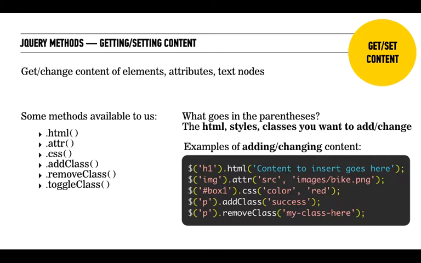I can actively change my source of an image. Say I have an image carousel that I want to change the picture of every time the user clicks next or whatever. Then I can use this method to change the image source actively to whatever I want. There's also a method for CSS, so you can add class, remove class.